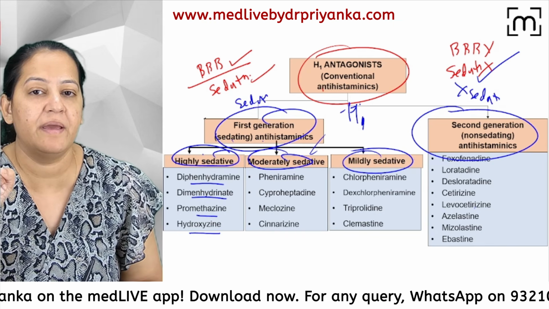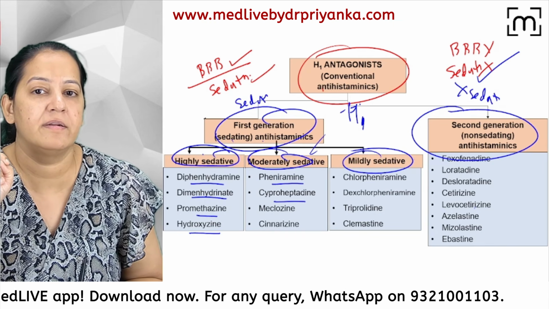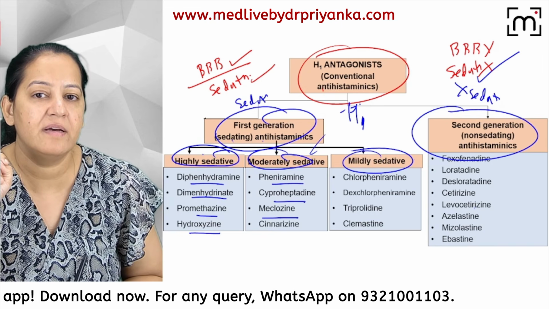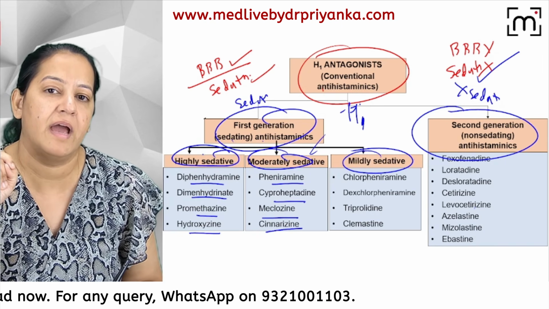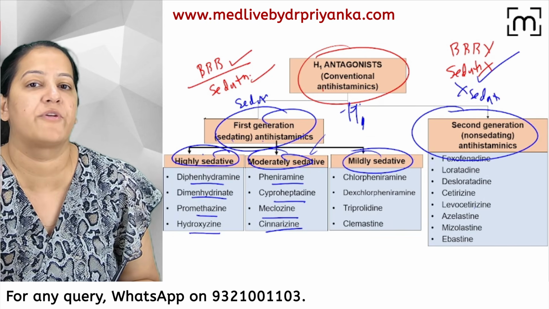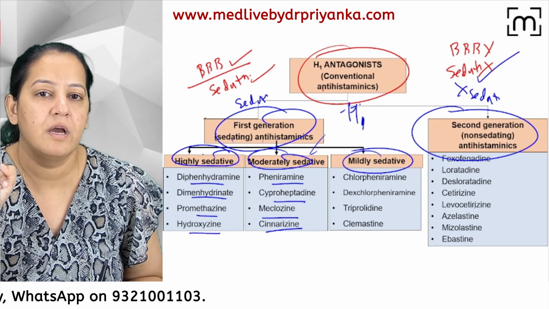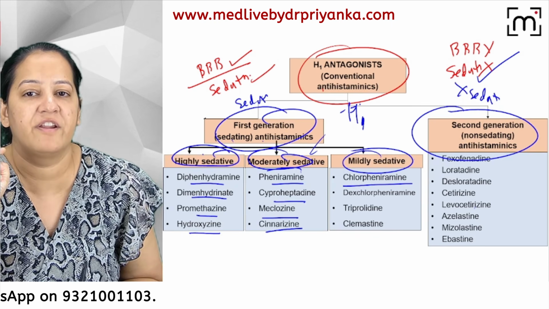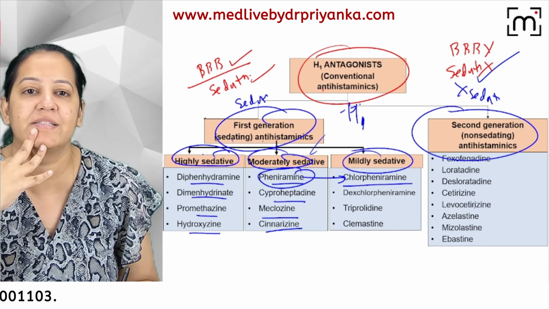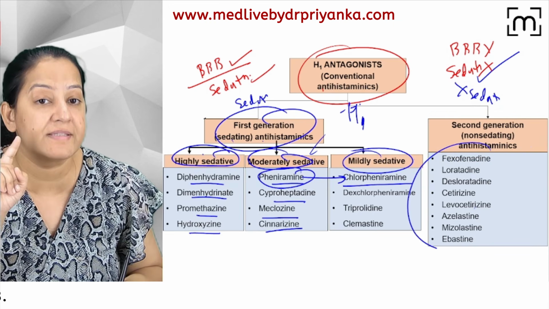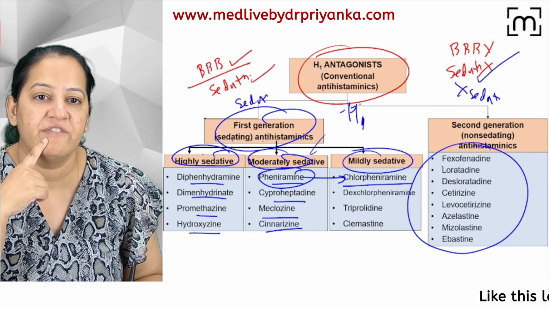Moderately sedative: pheniramine, cyproheptadine, meclizine, and cinnarizine. These are the four moderately sedative drugs. And for mildly sedative, you can read the names. The most important here is chlorpheniramine. Here pheniramine, here chlorpheniramine, the chlor derivative of that. So that is the mildly sedative. But you have to learn all the names in the second generation, which are important.